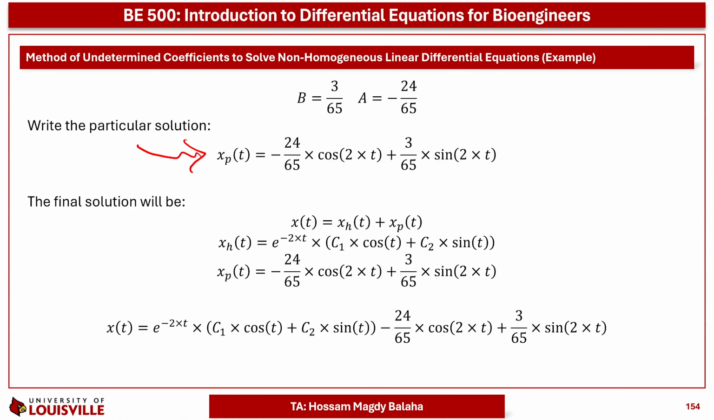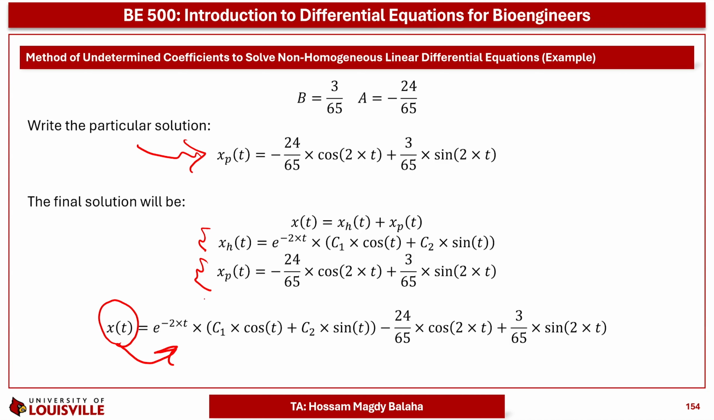Now we have the homogeneous solution and the particular solution. We can now get the final general solution by simply combining both of them together. Combine that and that, or sum both of them together, and you will get the final solution like that.